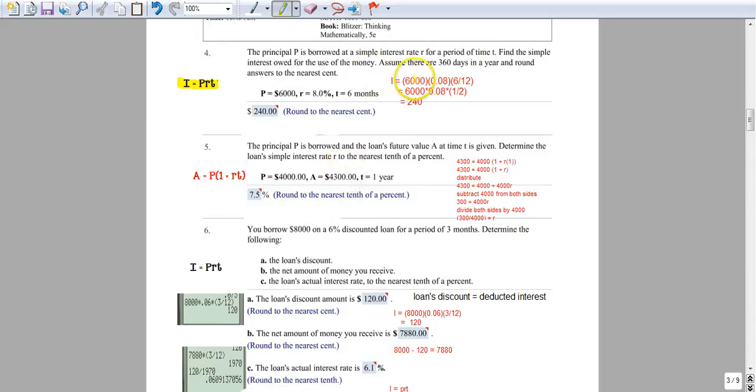Okay, so if I equals PRT, the principal is 6,000, so that's P. The rate is 8%, 0.08, and the time is 6 months. How many months are in a year? 12. And remember, T is time in years. So if we're talking about a year, this 6 months is 6 months out of 12 months. So 6,000 times 0.08, and 6/12 reduces to 1/2, and that's 240. So $240 in interest.